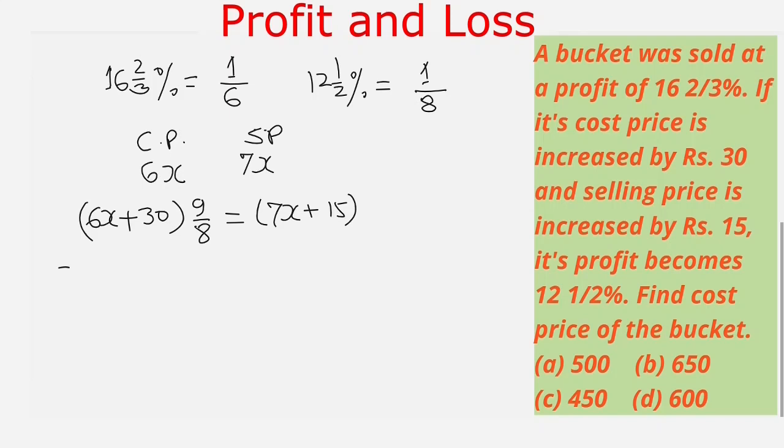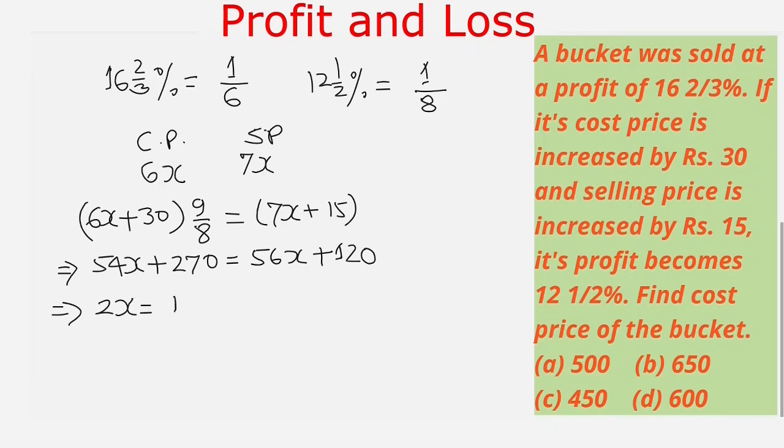By solving it, we multiply by 9. 9 times 6 is 54x plus 270, since 9 times 30 is 270, equal to 8 times 7 is 56x plus 8 times 15 is 120. This gives 56x minus 54x is 2x equal to 270 minus 120, which is 150.